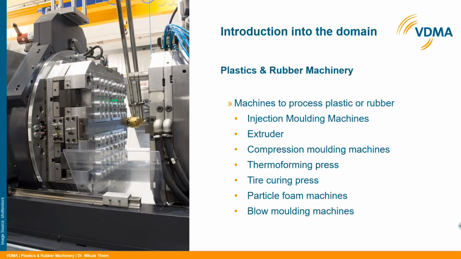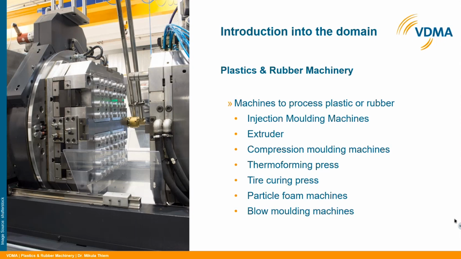When we talk about plastics and rubber machinery, we talk about a large variety of machine types. I try to cluster these machine types into three different groups. The first group I named machines to process plastics or rubber. This means the machine uses raw material and produces finished or part finished products from that. In this machine group, there are injection molding machines, which you can see on the picture, with a discontinuous production process for, again, a large variety of parts. Almost every plastic part can be produced there.